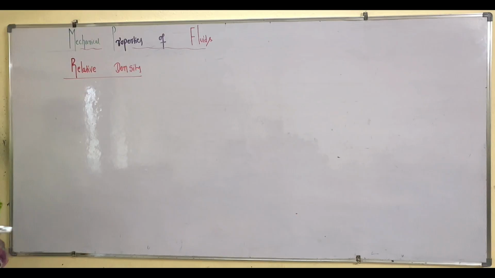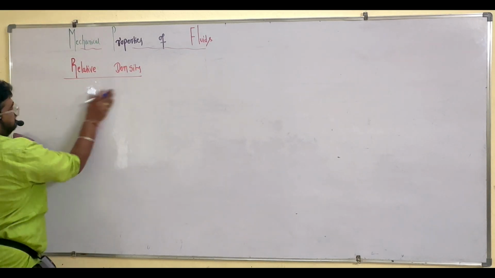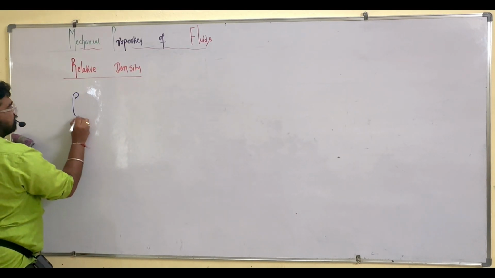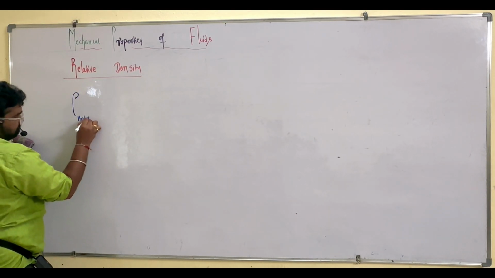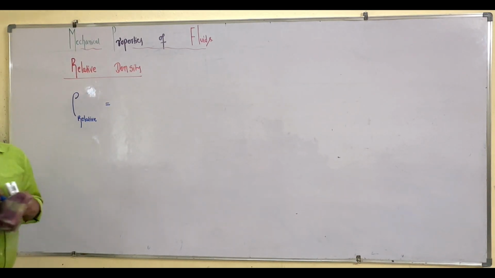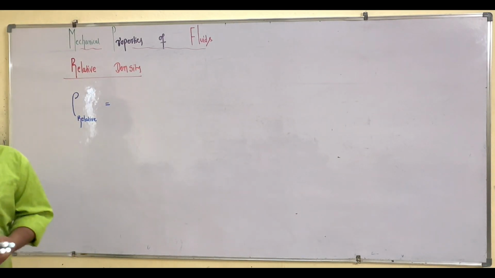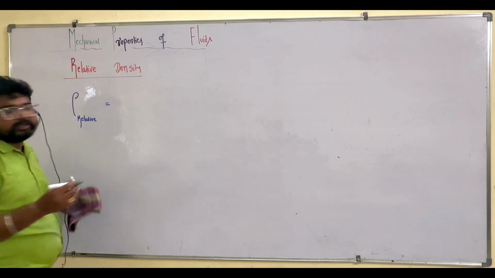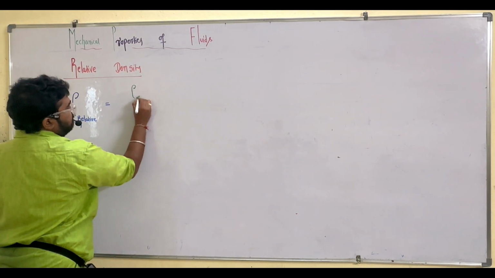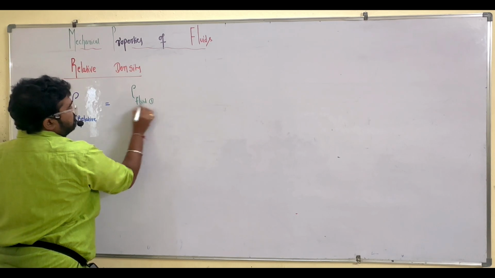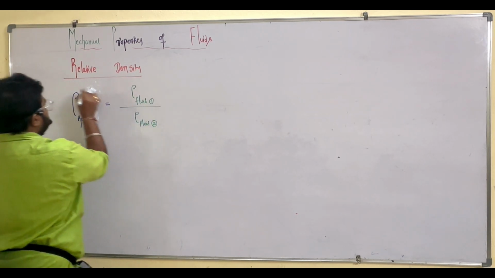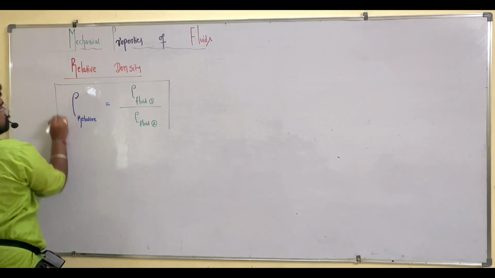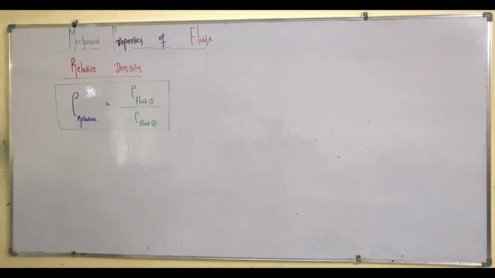What is the relative density? Relative density is the density of fluid 1 with respect to the density of fluid 2, that is, density of fluid 1 by density of fluid 2. The ratio of two densities is called relative density.